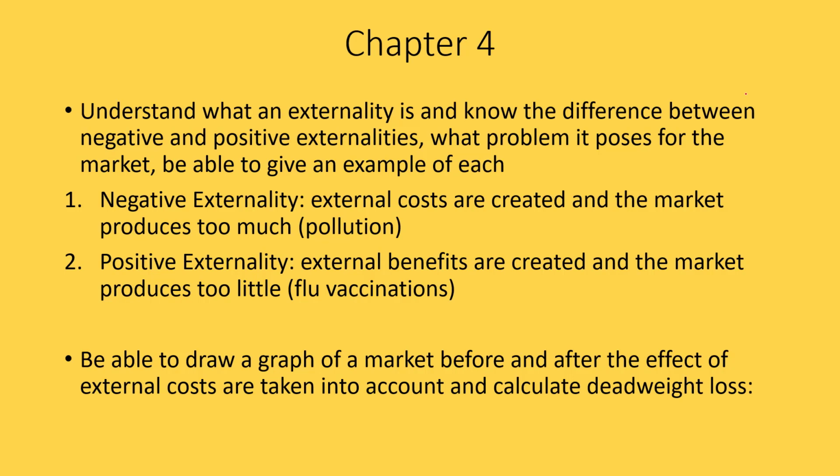A positive externality is where external benefits are created. So again, the producer gets both the costs and the benefits, and if the costs outweigh the benefit, they're not going to do this thing. And that's problematic for everybody else, right? Because everybody else only gets the benefits, so they want you to do this thing more than you want to do it, right? So an example of this would be like flu vaccinations.